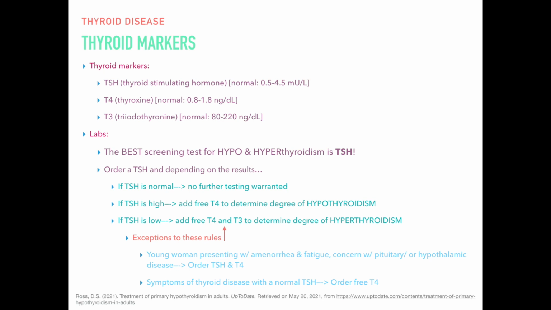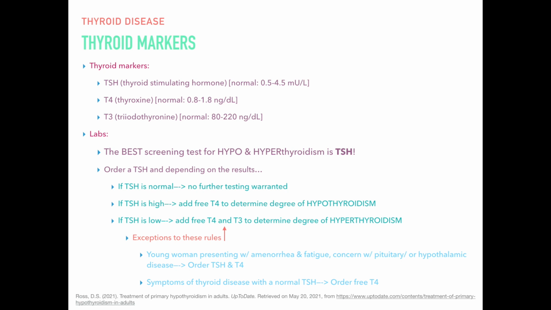The TSH, or thyroid stimulating hormone, that's going to be the best screening test to screen for both hypo and hyperthyroidism. So depending on the results of the TSH, that's going to further dictate how we are going to follow up with these patients. If the patient's TSH is normal, then no further testing is indicated. However, if the TSH is high, this indicates hypothyroidism, and we can add a free T4 to determine the degree of hypothyroidism. If the TSH is low, then this indicates to us the patient has hyperthyroidism, and we can add the free T4 and T3 to further determine the degree of hyperthyroidism.